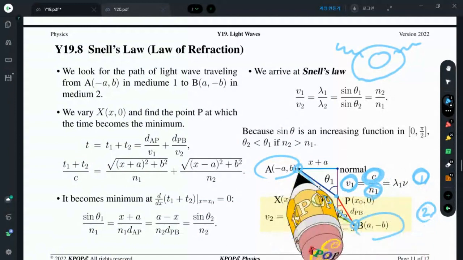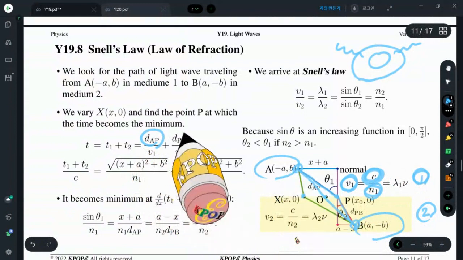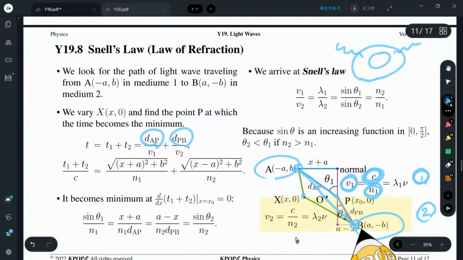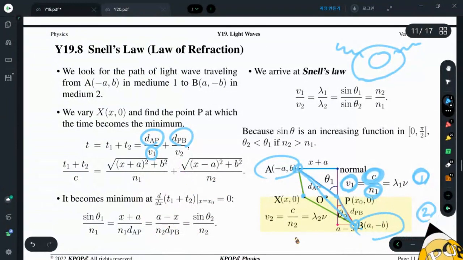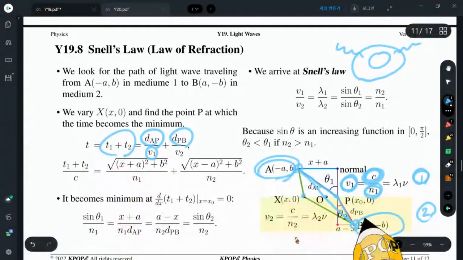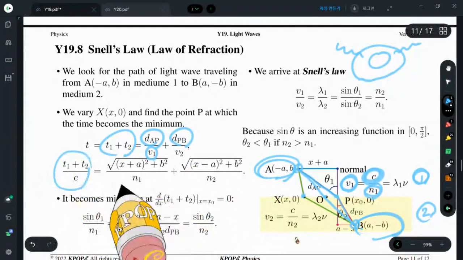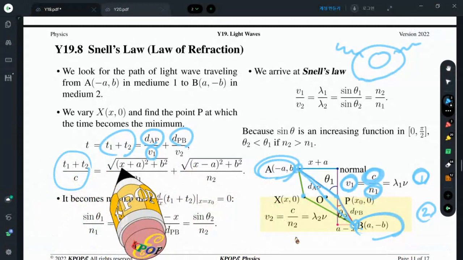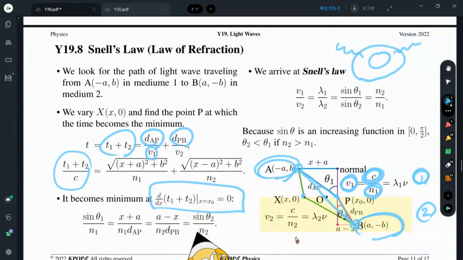Using this method, you can determine the total distance, where AP is from A to P, and BP is from P to B. Distance divided by the speed of light in each medium will determine the sum of the time span from A to B. You will find the minimum value of this by taking the derivative with respect to x, and when this derivative becomes zero, it should be either the minimum or maximum value. And actually, it becomes the minimum value.